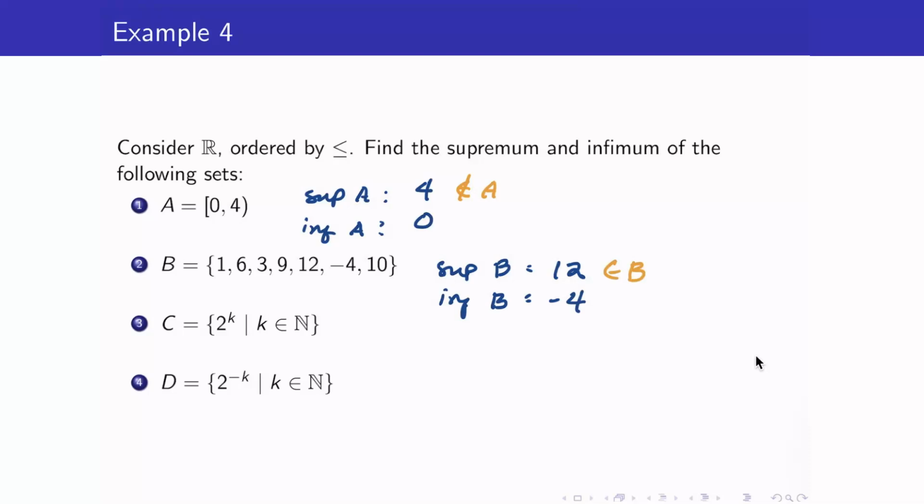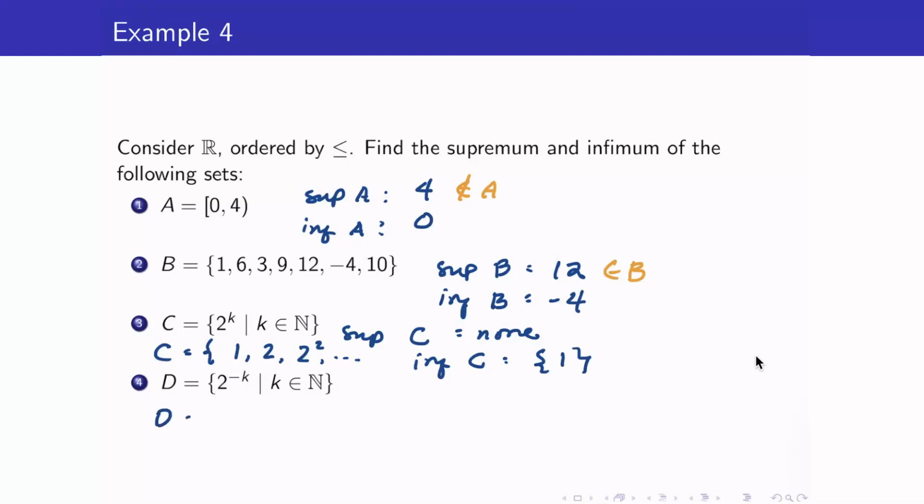For letter C, what would be the supremum of C? Let's write down some of the elements of C. You're starting with natural numbers, so k equals 0. So we have 2 to the 0, which is 1, 2, 2 squared, and so on. Right? So what would be the supremum of C? Do we have an upper bound for this? We have none. What about the infimum of C? The infimum of C would be the smallest value, which is 1.